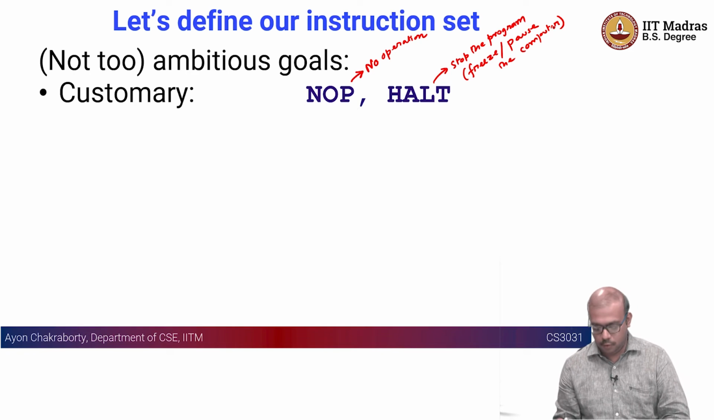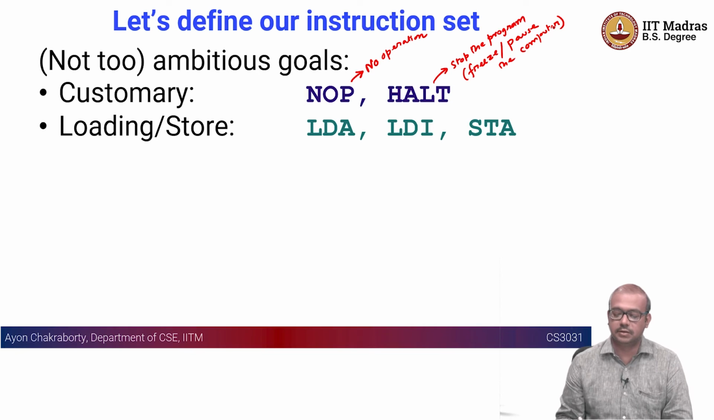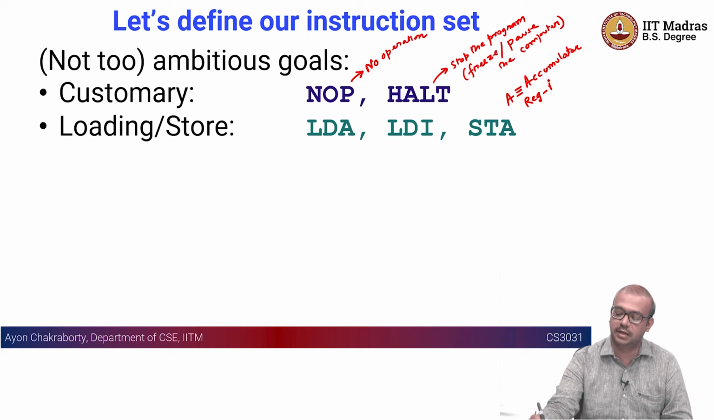Then you may have some loading and storing instructions. LDA is loading the accumulator. We are going to also look at the syntax in future lectures. So LDA is loading the accumulator with a particular value stored in a certain address. This is called LDA, load accumulator. A stands for accumulator. I will use the term accumulator and register A interchangeably. Accumulator is equivalent to register A.